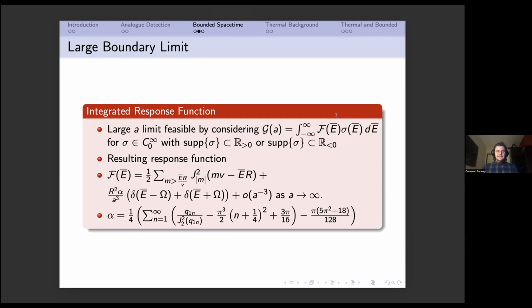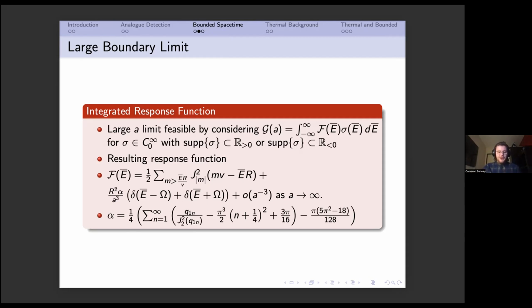And if we do this and then take a limit in measure of A going to infinity, so the large boundary limit, we can actually get analytic results out. So what happens is the very first term that we see in this response function is the standard vacuum response function. But then at order 1 over A cubed, we get a response for E bar equal to plus or minus omega. So we get some sort of resonant effect picked up by the system whenever we look at energies that are equal to the angular velocity.